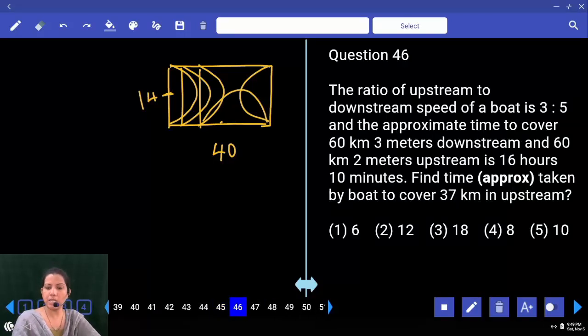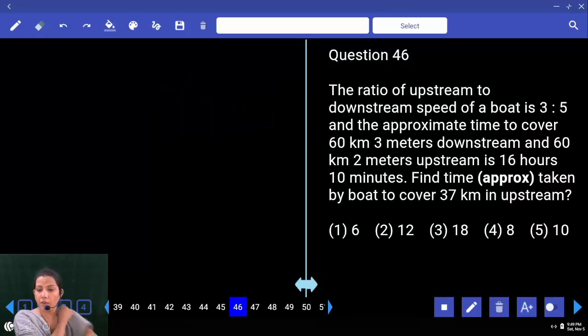Next question number 46. The ratio of upstream to the downstream speed of boat is 3:5 and the approximate time to cover 60 kilometer is 3 meters.